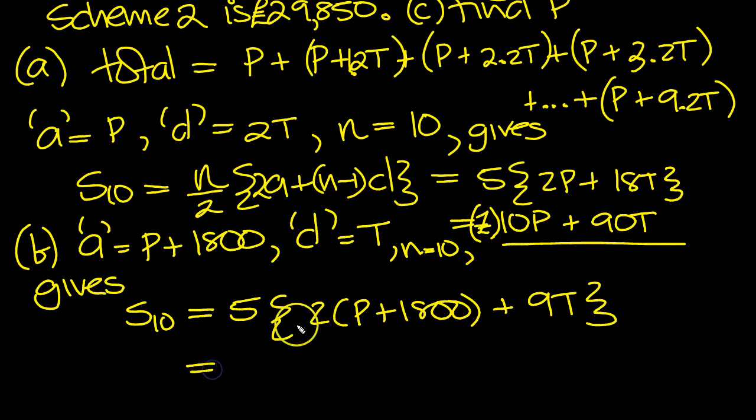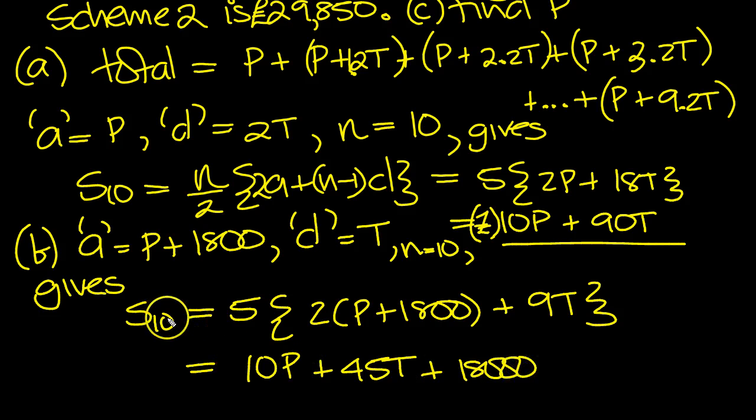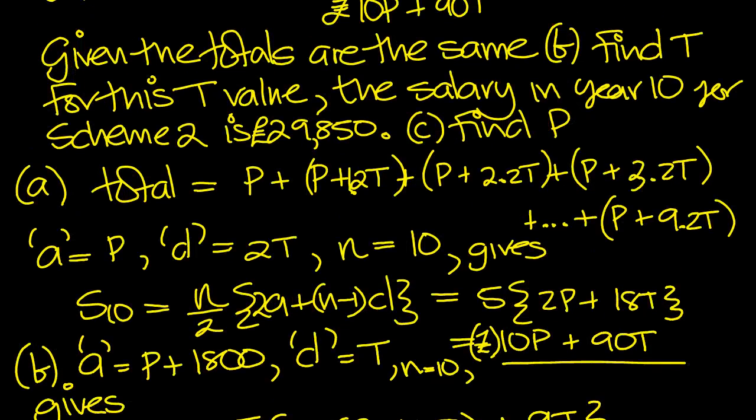So what do we get? We get 2p times 5, which is 10p. We get 9t times 5, which is 45t. And then we also get 2 1,800s, 2 times 5 is 10, 10 1,800s is 18,000. So this is the sum for scheme 2, and the scheme's sums are the same. Let's just go back to check.